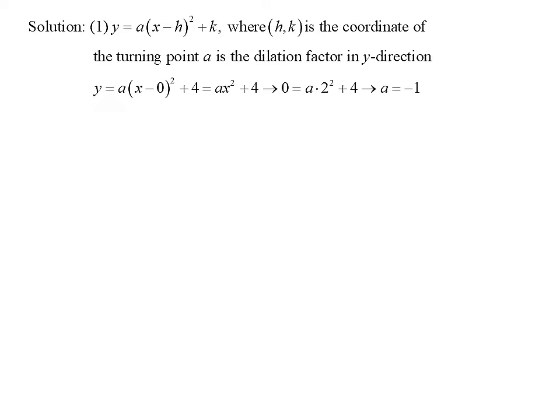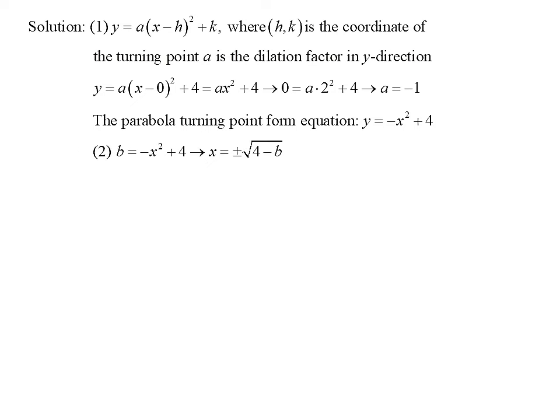In the meantime, we also know the 2 x-intercepts of this parabola. So we just substitute any one of them and then find the value of the dilation factor a, which is -1.